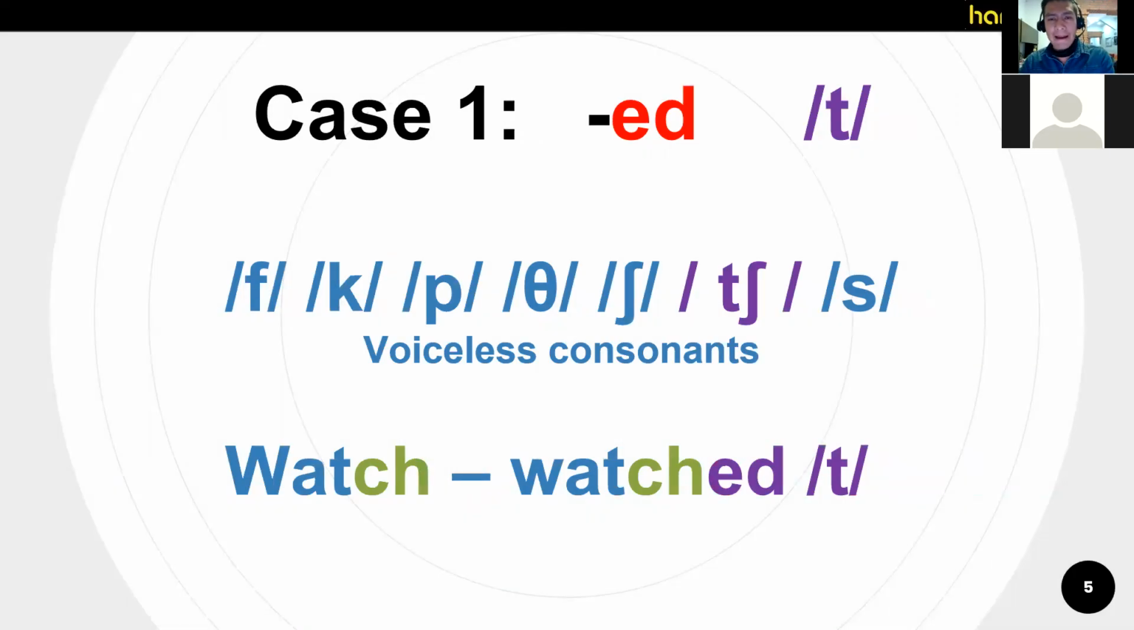Case number 1: this -ed will be pronounced like a T sound. Anytime a verb finishes with these sounds, these are not letters, these are sounds, between slashes. The name for these sounds is voiceless consonants. What is the meaning of voiceless? It means that it's like smooth, or it has a stop.